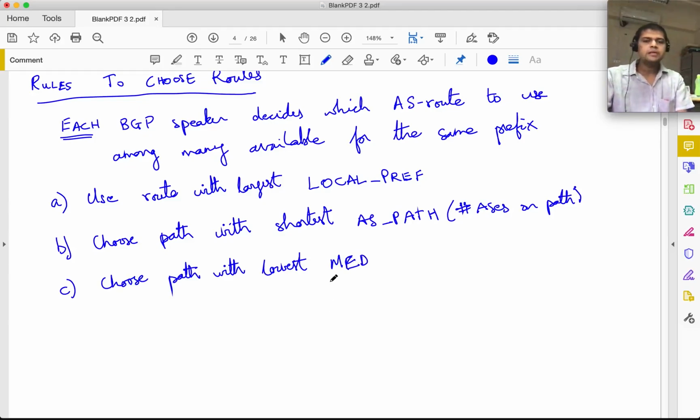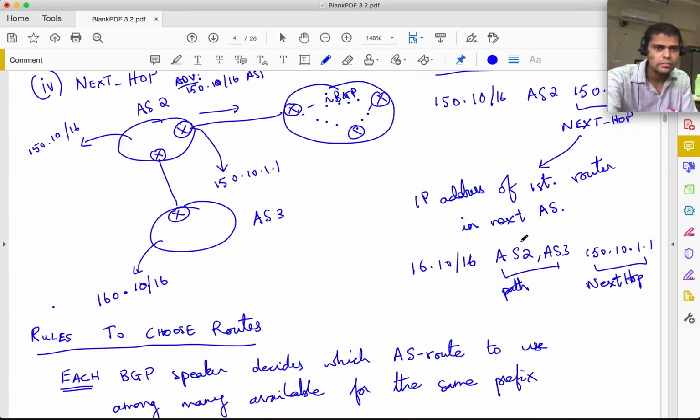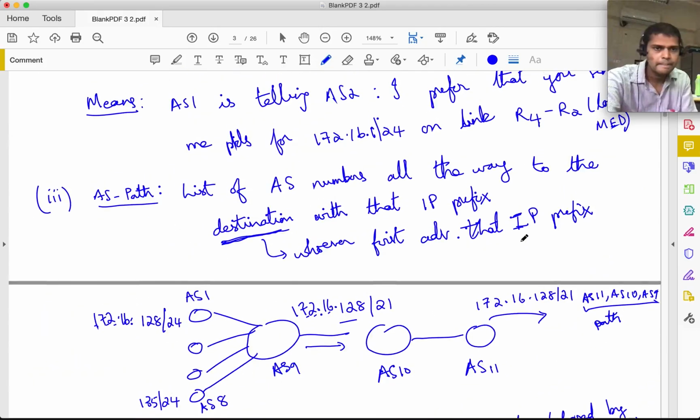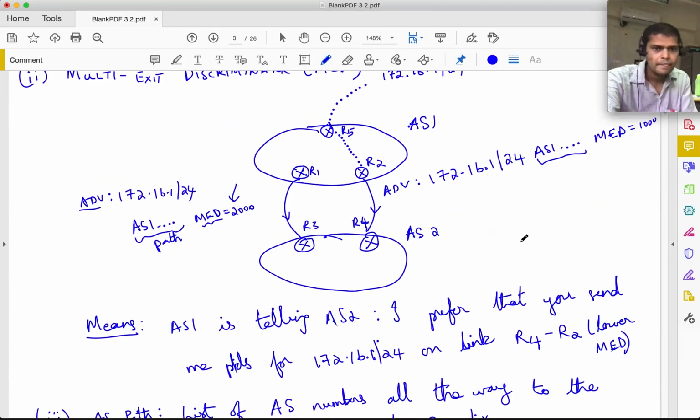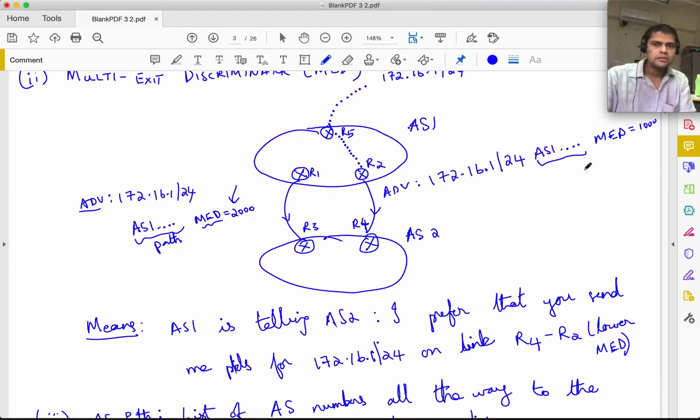So MED, I said, is given by the person who is advertising the path. And of course, if he's giving 2 different paths, he might tell you which one he prefers you to use. So normally you would only want to compare MEDs for the same autonomous system which is advertising it. Right, so let's go back here.